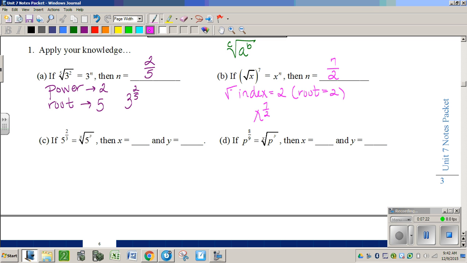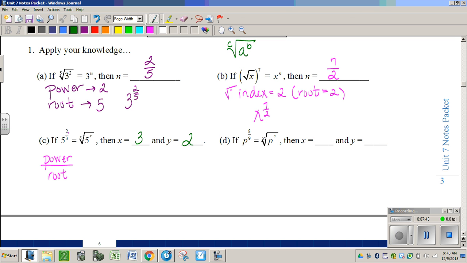All right, next one. We have 5 raised to the 2/3 power. Remember, power over root. I know, you're probably getting sick of me saying that already, aren't you? Now, remember, the root is your index value, so that is going to be 3, whereas the power is the exponent it's to be raised to. That's your numerator, that's your 2.